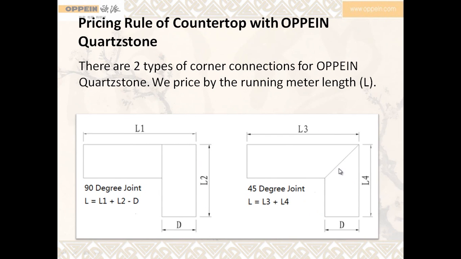The other type is the 45-degree joint, as in the figure on the right side. The length L equals L3 plus L4, as the formula you can see here. The principle of feasible, safe, beautiful, and economic should be considered. Therefore, the company reserves the right to adjust the type of corner connection.